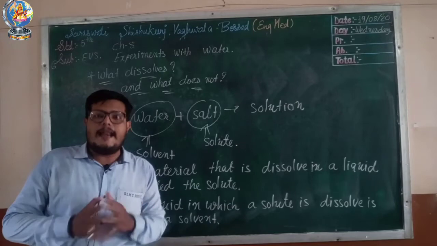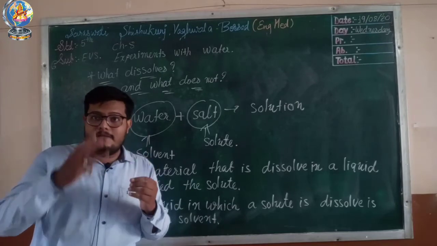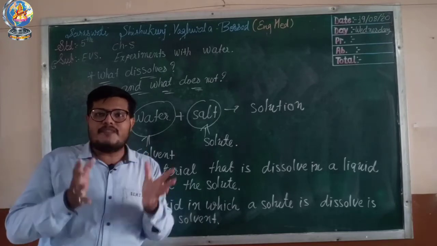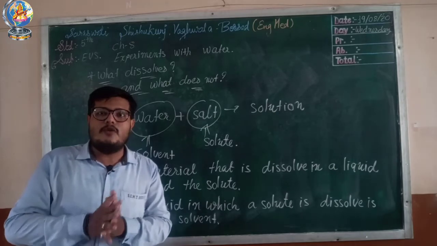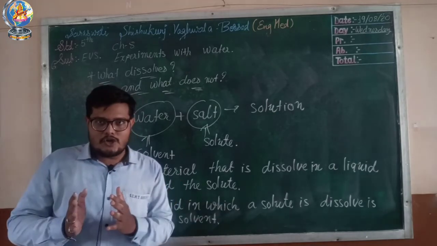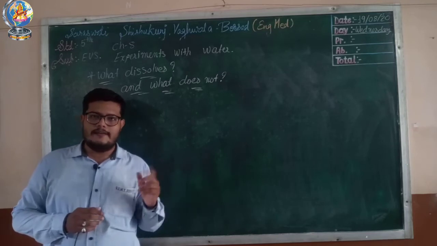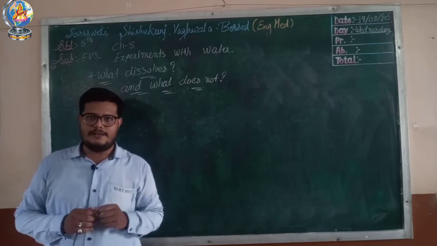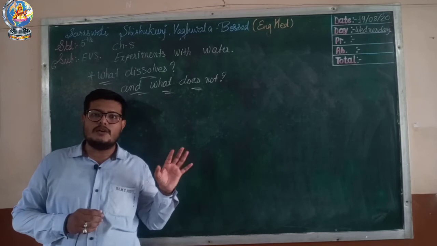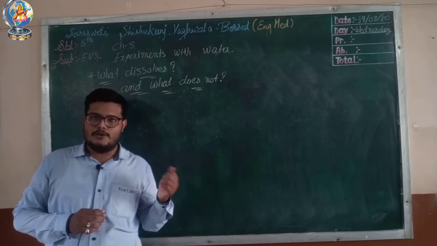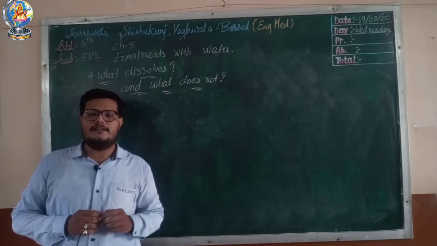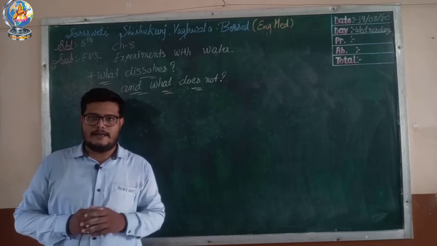I hope you understand. But still what we did, three experiments, right? So in that three experiments, let's try to find out which are solvent and which are solute. Okay, in first experiment we have added sugar in water, right? Here you can see materials that we showed. So in that sugar is your solute, right? And water is your solvent, right?